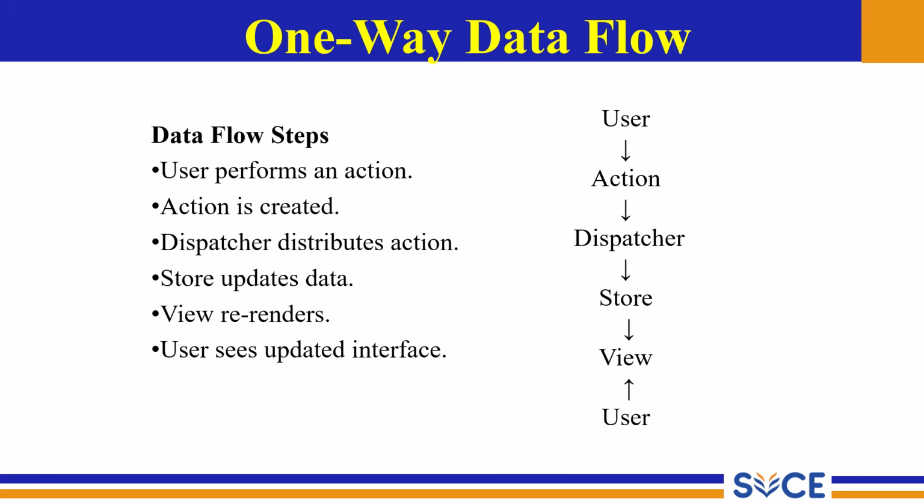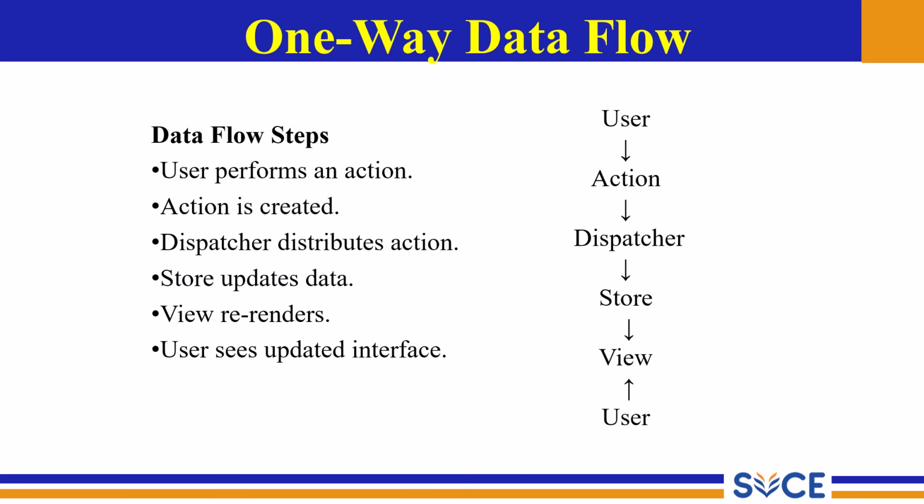One-way data flow. This is the most important one. Let us understand the complete data flow. Step 1, user performs an action. For example, clicking add to cart. Step 2, an action object is created. Example, add product. Step 3, dispatcher receives the action. The dispatcher sends it to stores. Step 4, store updates the application state. Cart now contains one more item.